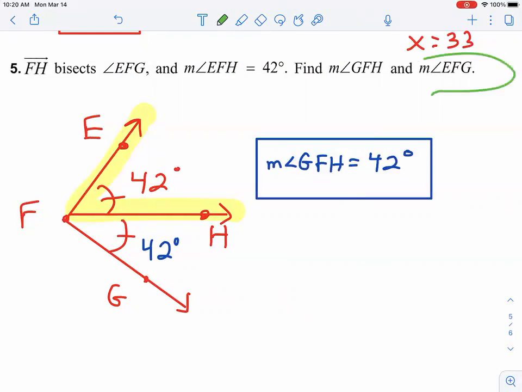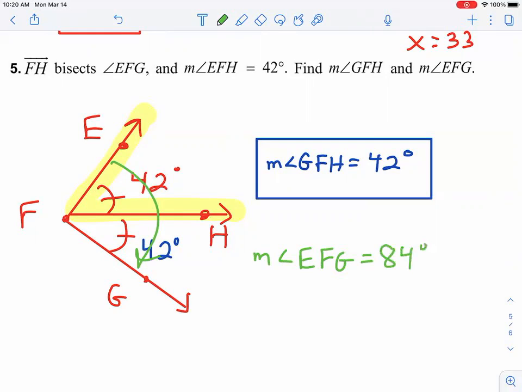It also asks us to find the measure of angle EFG. So that's the whole thing. Well, the whole angle from E to F to G is going to be 42 plus 42, which is 84. So the measure of angle EFG is going to equal 84 degrees.